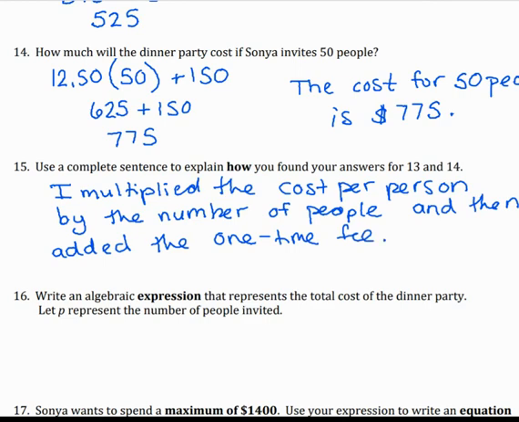Okay, again, I did not say I added 150. I said I added the one-time fee. On your test last week, some of you did a fantastic job using the words, like I multiplied the number of hours by the wage. But some people just said I multiplied 5 times 7. No, we want to explain what those numbers mean, okay?